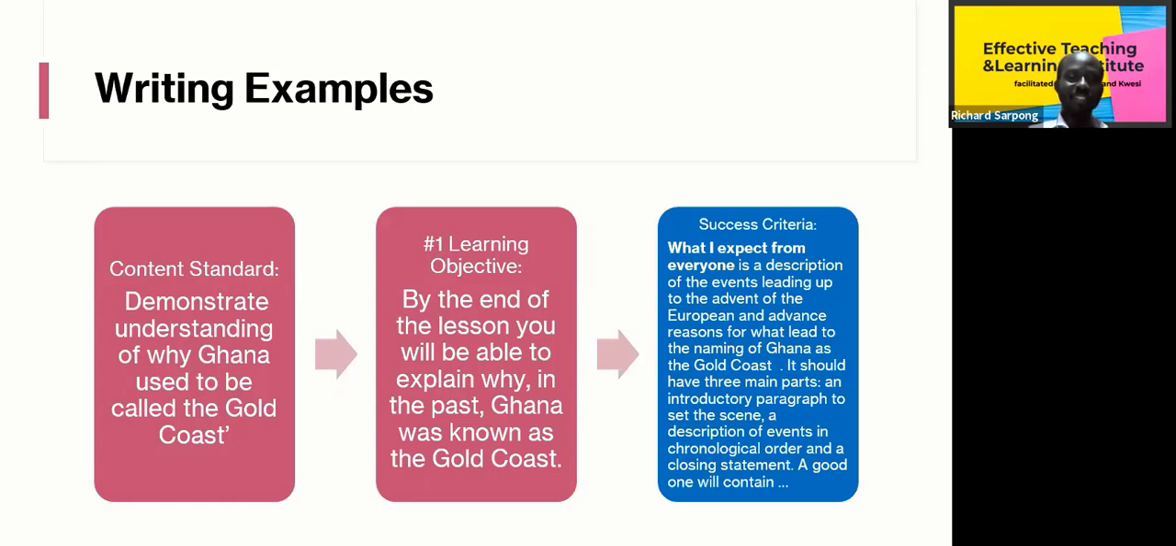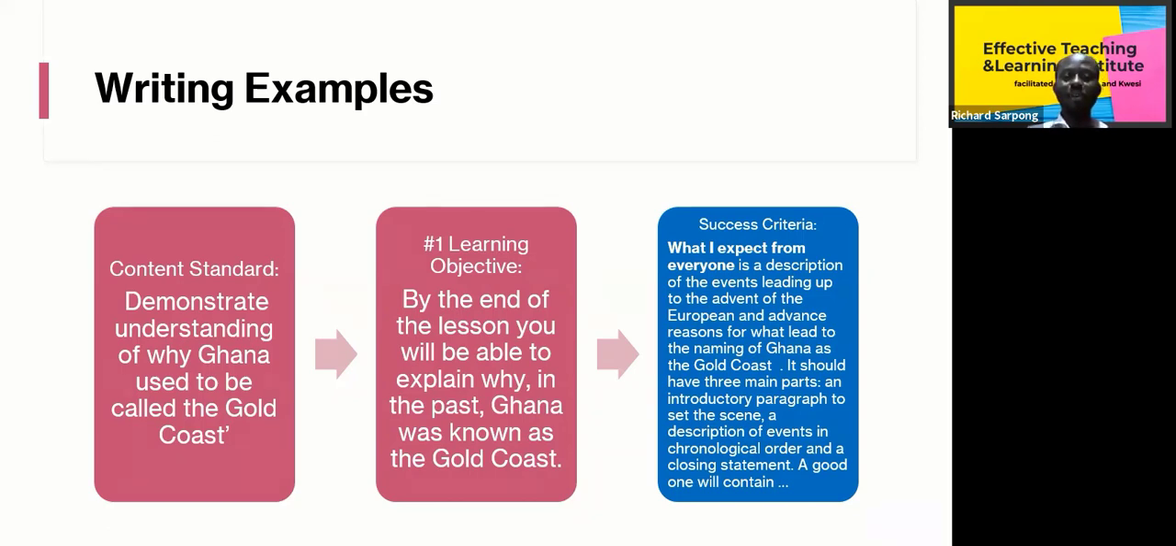But first, we want to investigate why even the name Gold Coast. So by the end of the lesson, you'll be able to explain why in the past, Ghana was known as what? The Gold Coast. So what kind of success criteria? I have a very long success criteria, so I couldn't fit all of them on the slide. But one of the ways you can write the success criteria is, what I expect from everyone is a description of the events leading to the advent of the Europeans and advanced reasons for what led to the naming of Ghana as the Gold Coast.